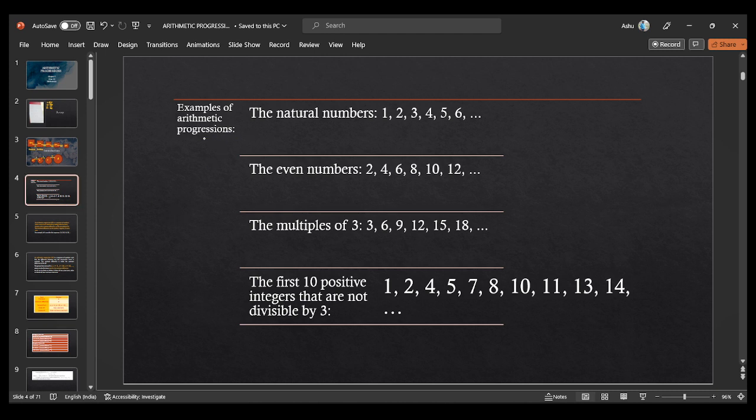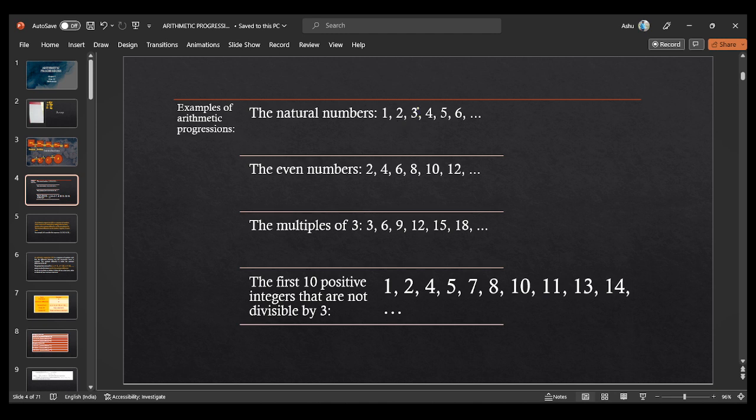Here are examples of progression. Do you know the natural numbers 1, 2, 3, 4, 5, 6 and so on? Even numbers 2, 4, 6, 8, 10, 12. The multiples of 3: 3, 6, 9, 12, 15, 18. The first 10 positive integers that are not divisible by 3: 1, 2, 4, 5, 7, 8. Clear?